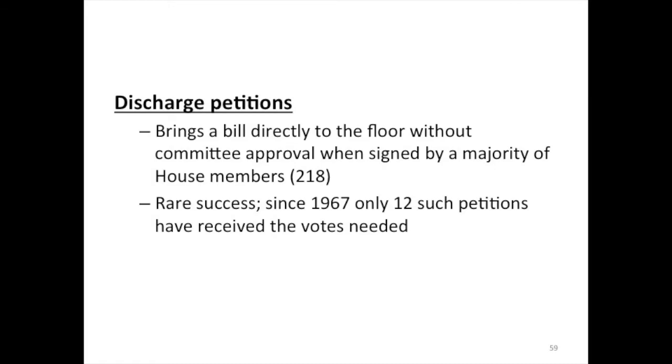But it's still possible to bring a bill directly to the floor without committee approval using a discharge petition. A discharge petition brings a bill directly to the floor without committee approval when signed by a majority of House members, the majority being at least 218. But these are rarely successful. In fact, since 1967, only 12 petitions have received the votes needed.